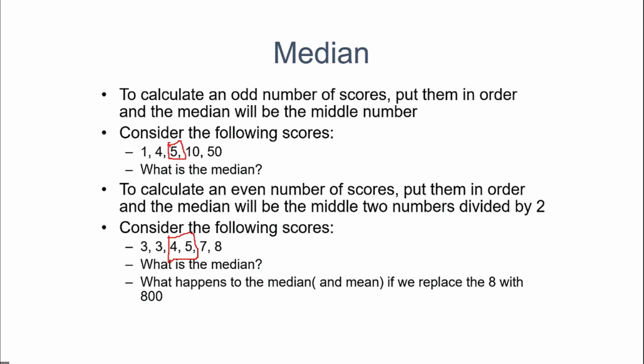In this example, again, the median is 4.5. What if we took that last number and it's not 8, it's 800? So the last number is now 800. What happens to our median? Absolutely nothing. Our median stays exactly 4.5. It doesn't get pulled towards those extreme scores. The mean would get pulled quite a bit, but the median is just the middle number.